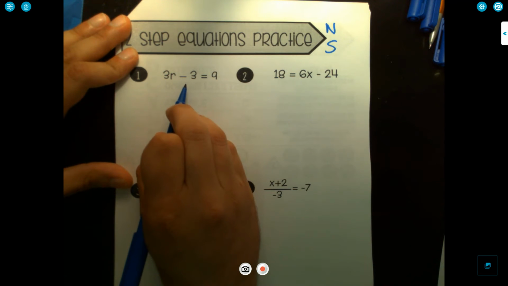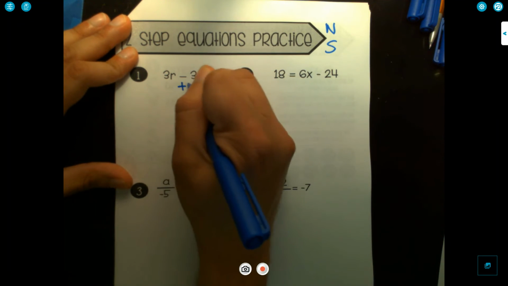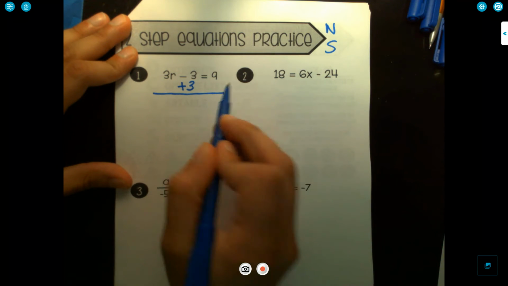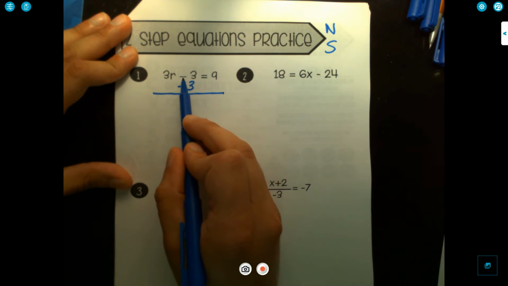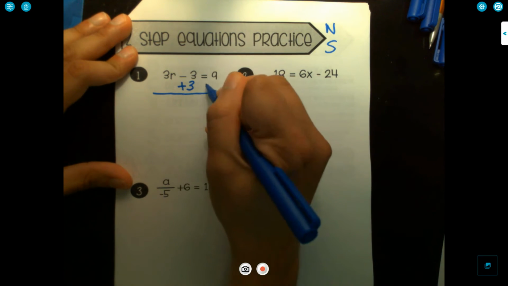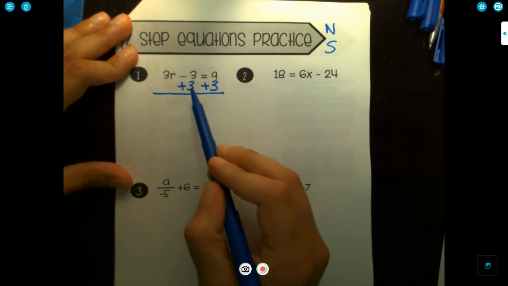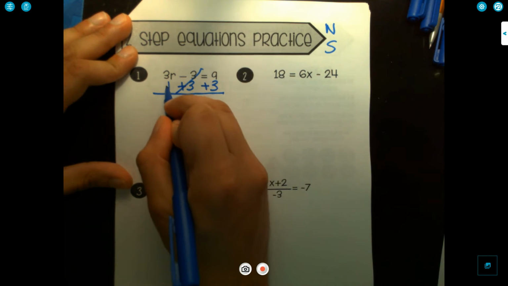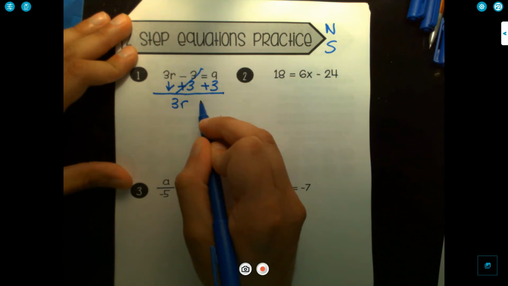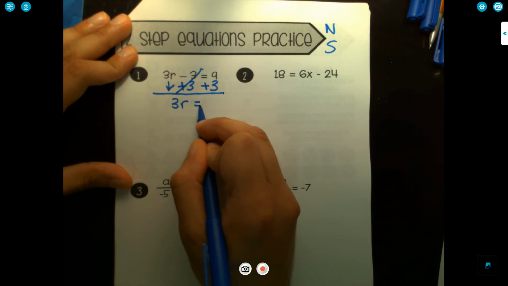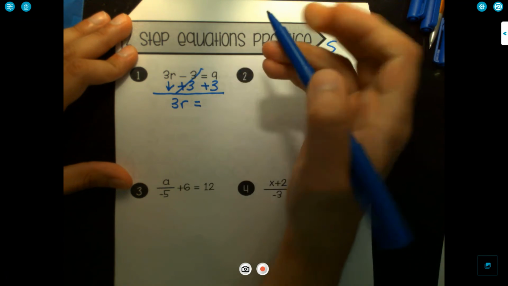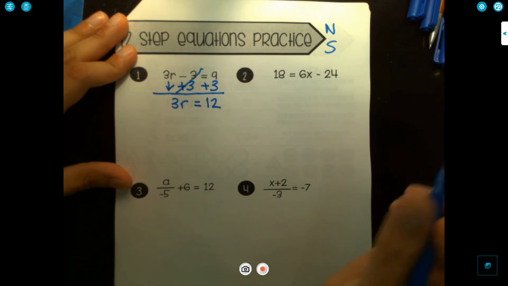So negative 3x, I'm going to add 3 to that. That'll make it equal to 0. Inverse operation of negative is positive. I'm going to have to do it to both sides. Cross that out, bring down our 3r, bring down our equal sign. 9 plus 3 is 12.